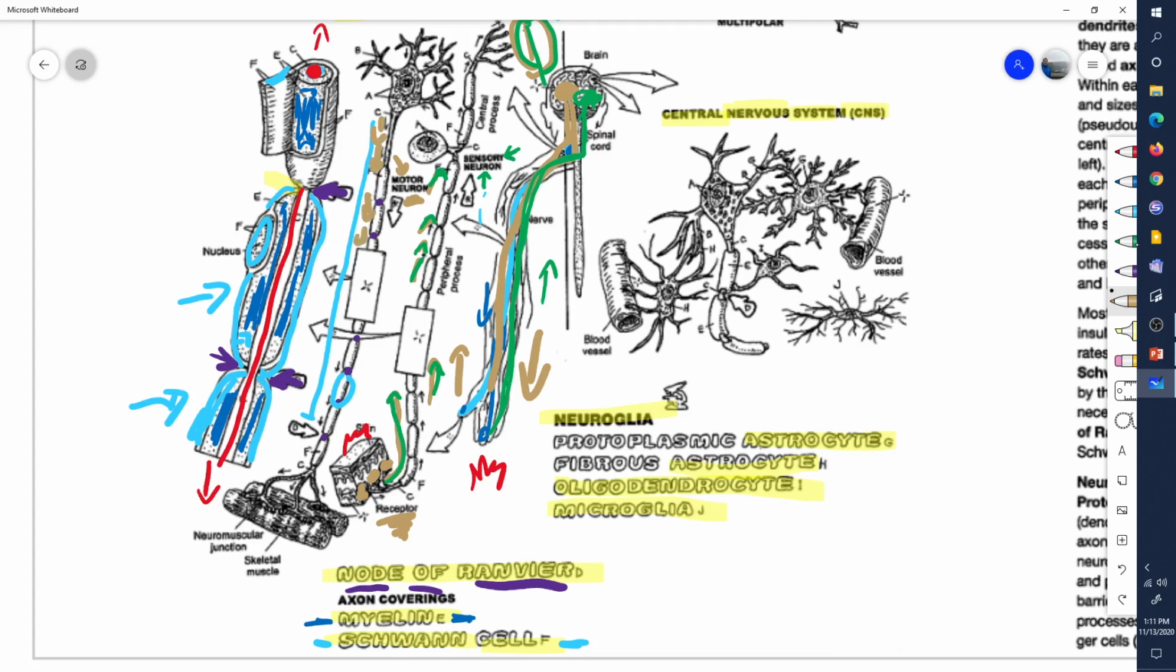down, down, lightning fast, through the axon, right? Here's the axon right here. Down, signal through the axon, covered by myelin, Schwann cells. Signal goes down to where? To the muscle, to the skeletal muscle. Right? What's the muscle going to do? It's going to contract and pull your arm away from the fire. Pull your hand away from the fire. And that's a motor neuron.